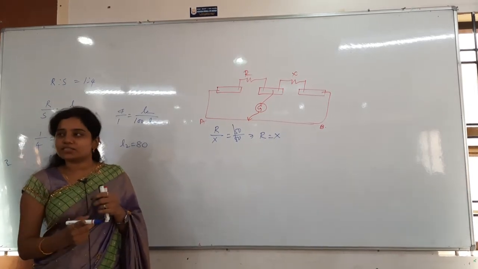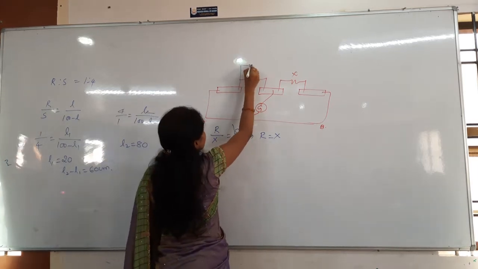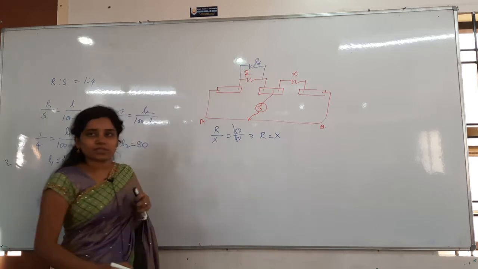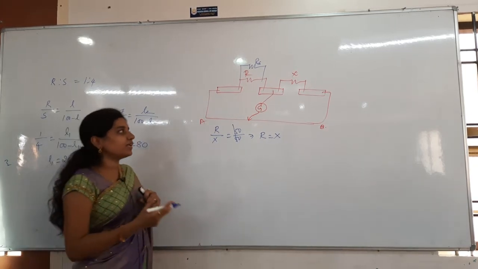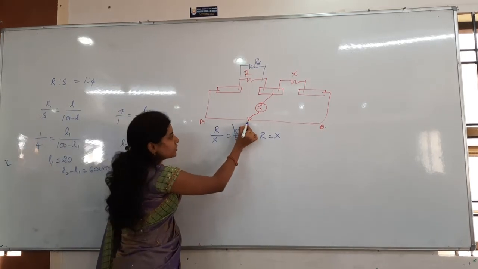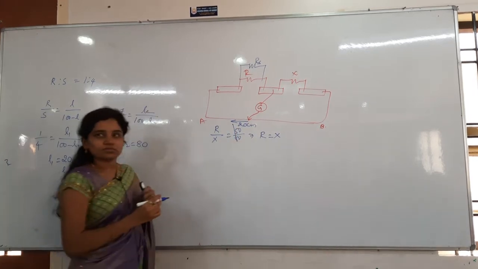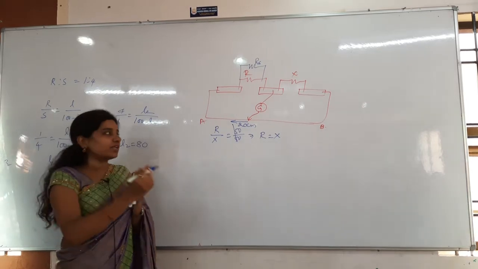And after that they are saying that now this R is shunted by a resistance. Let me take that as RS. I have taken RS as the shunt resistance. Whenever it is shunted, at that time they are saying that the balancing point is shifting 20 centimeters towards the left. Understanding or not? It is shifting by 20 centimeters towards the left.